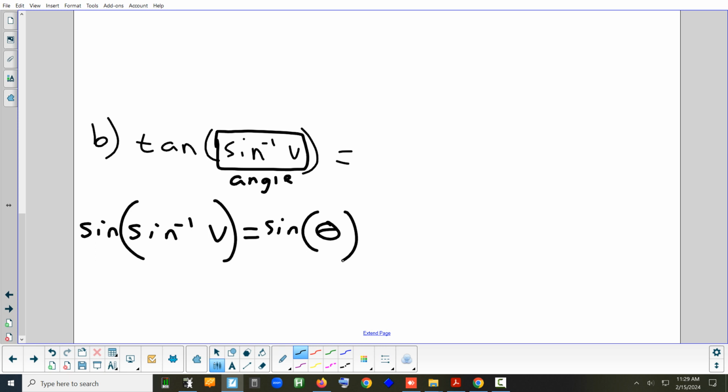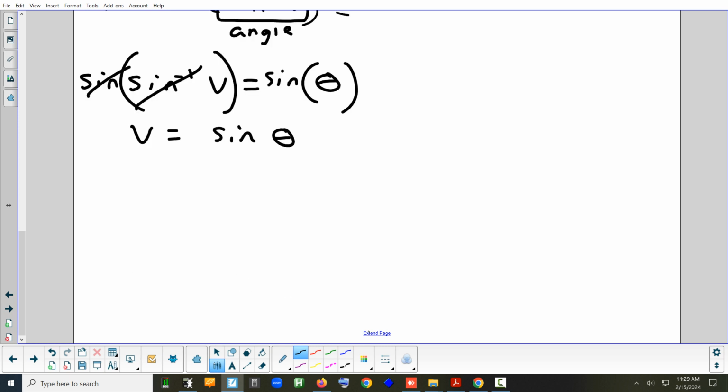And what happens when you take the sine of the inverse sine? They cancel out. What are you left with? V equals sine theta. Now again, you want to think of V as a fraction. Because what's the definition of sine? Opposite over hypotenuse. So this is going to be the opposite in my diagram. This is going to be the hypotenuse. What can you put to make v a fraction, but it doesn't actually change v? Just make it over 1.